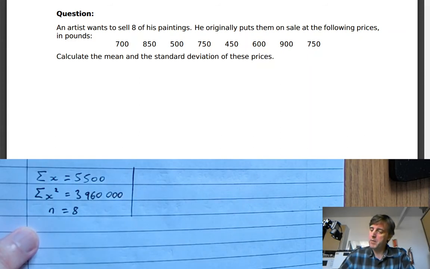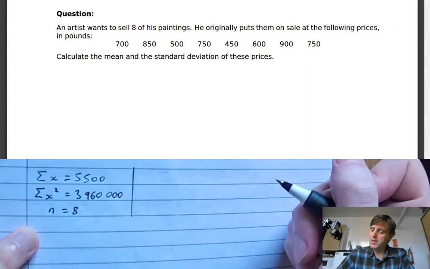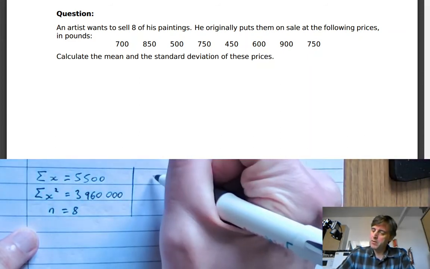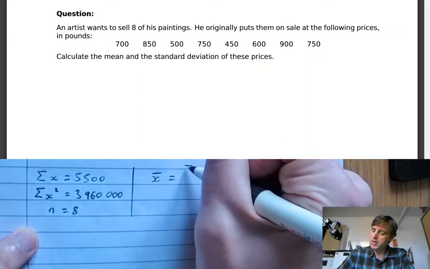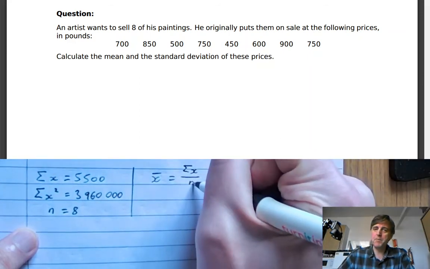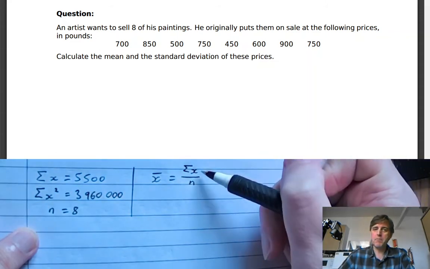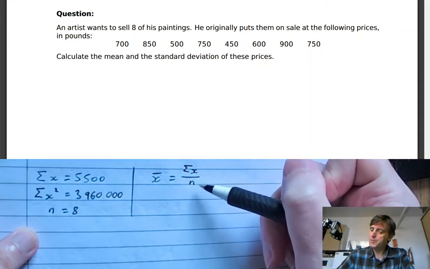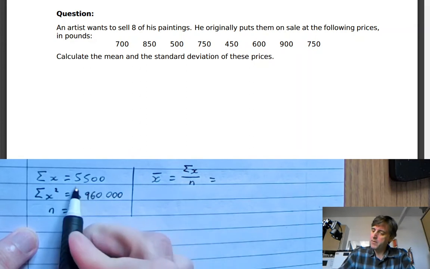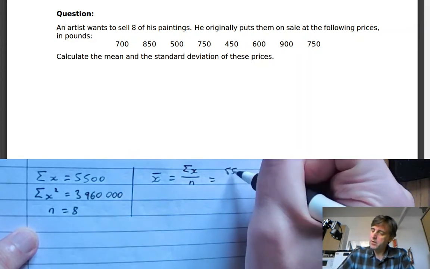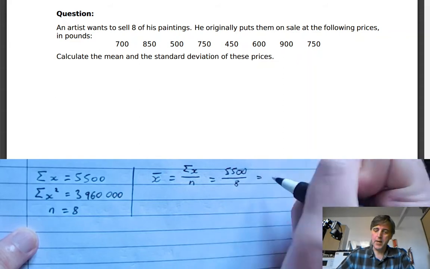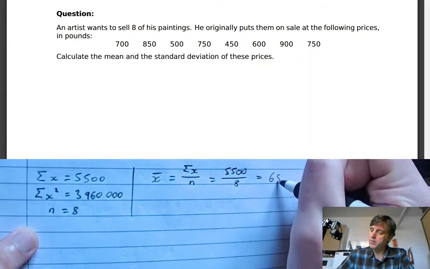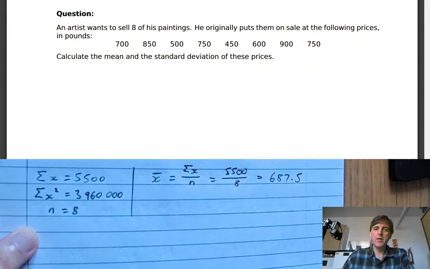So with all of this information, I should be able to work out what my mean and my standard deviation is. So the mean, of course, we've known about this for a while now, right? We add together all of our data, divide by how many there are. So in our notation, sum of the x's divided by n. So that's going to be 5,500 divided by 8. And you should get the answer there of 687.5.